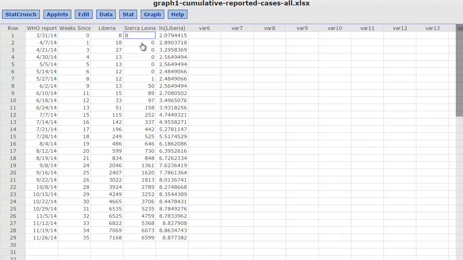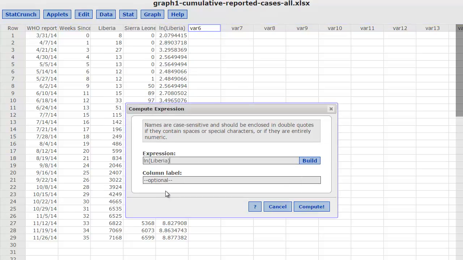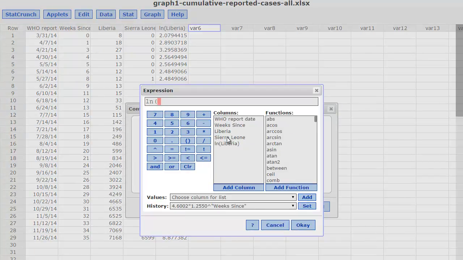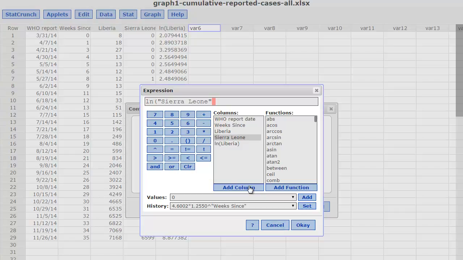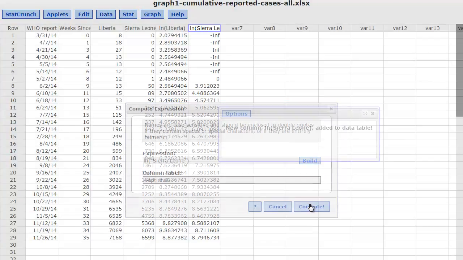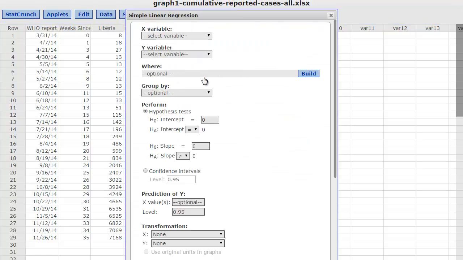Okay, so hopefully you've already done this, and now I'm going to show you how to do it real quick, right? So var6, data, compute the expression. Remember, it's the ln, but not of Liberia. I actually need to use Sierra Leone. Oops, that didn't work. Sierra Leone, add column, and close it up. Hit OK, and compute. So there's Sierra Leone, all right? And so now what I can do is do a stat regression simple linear, week since, the ln of Sierra Leone, compute.